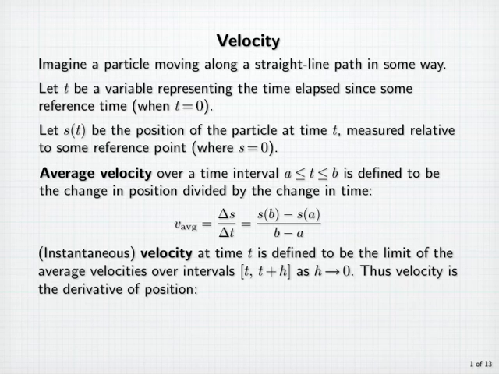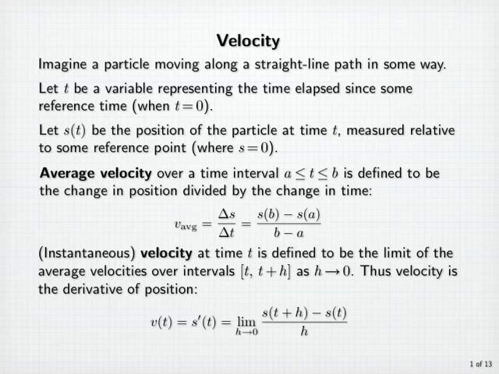Instantaneous velocity at time t is defined to be the limit of the average velocities over intervals t to t plus h as h goes to 0. Thus velocity is the derivative of position. Velocity v of t equals s prime of t is the limit as h goes to 0 of s of t plus h minus s of t divided by h.